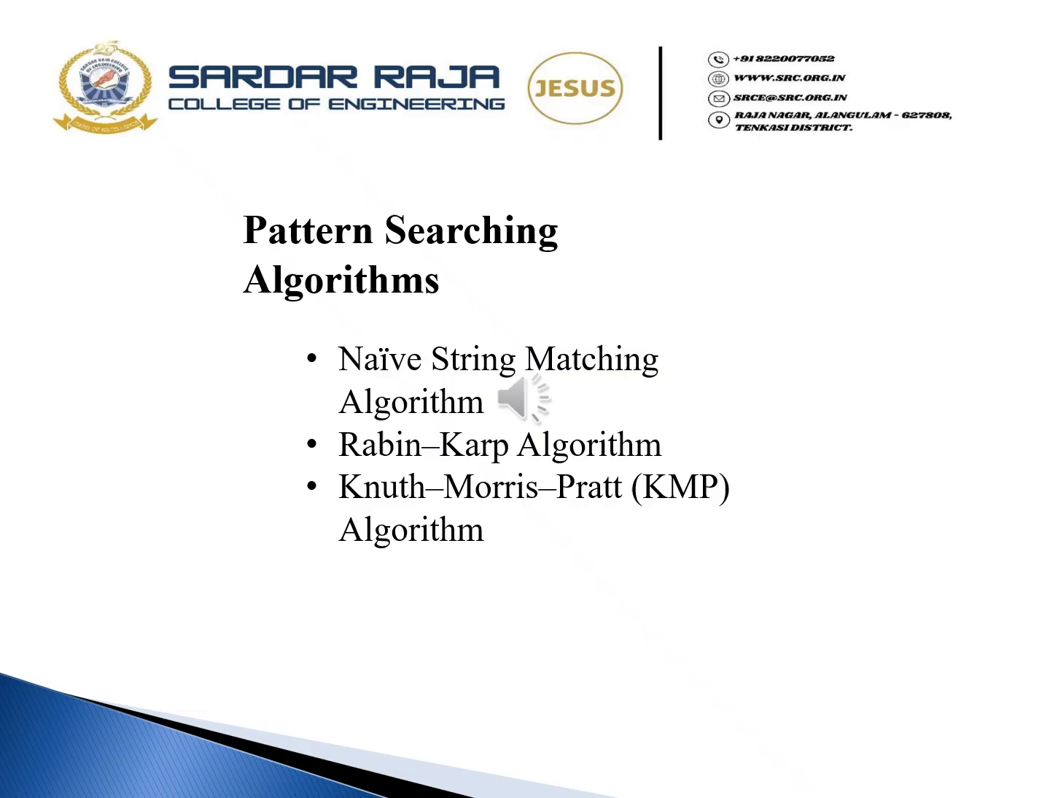Then the next one is the Rabin-Karp algorithm. It uses hashing to compare the pattern with a substring of the text. It has best case, worst case, and average case. It is very useful for multiple pattern matching. Then the Knuth-Morris-Pratt algorithm, or KMP algorithm, pre-processes the pattern to build a failure function that avoids rechecking characters. It is optimal for single pattern matching in a text.